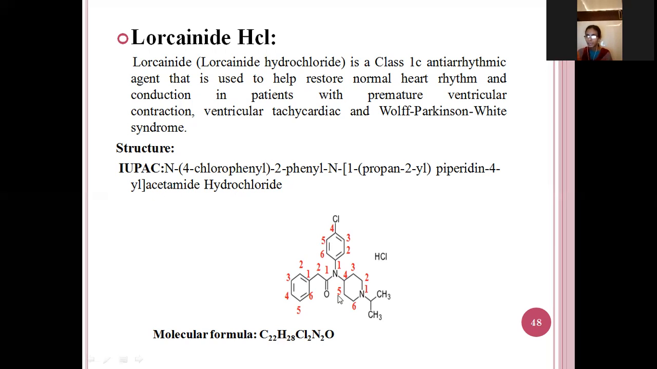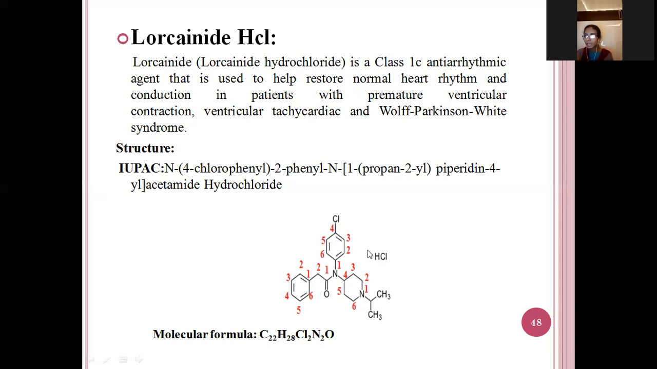So see here, this is the acetamide structure. In the second position phenyl group and here that is pyridine 4-yl. So fourth position is attached, so 4-yl. And here in the first position 1, 2, 3, 3 carbon atoms are the propane. So the second position of the propane is attached to the pyridine. So it is 2-yl.